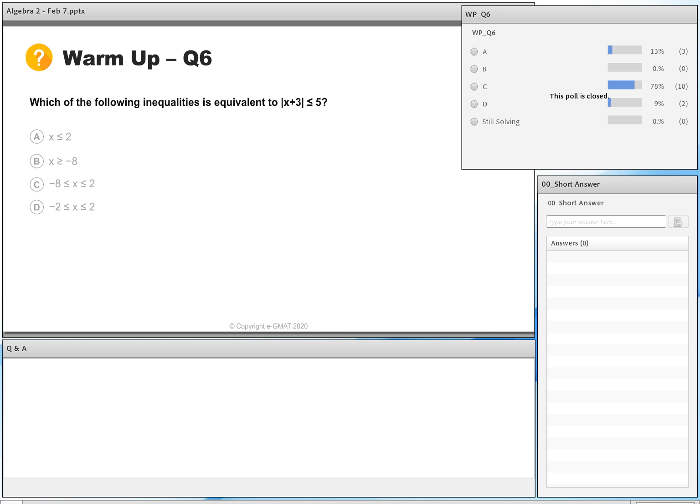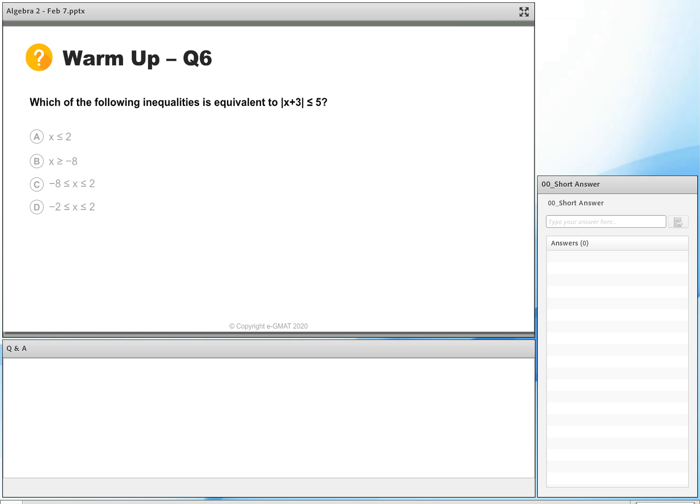So 78% of you tell me that the answer for this question is choice C. 13% of you tell me that it's choice A. Another 9% tell me it's choice D. So let me hide the poll and let's solve this question.